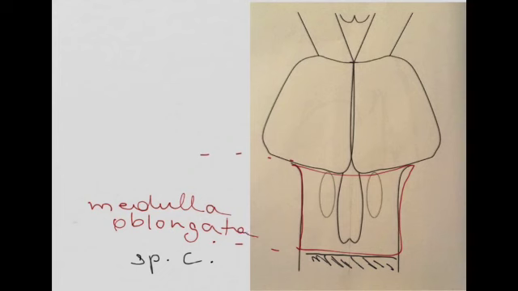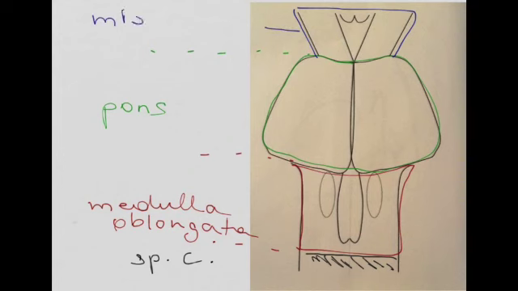Above it, rostrally to it, you can see the big bulge of the pons, the bridge, and more rostrally to that is the midbrain. In this drawing, I did not include the thalamus.